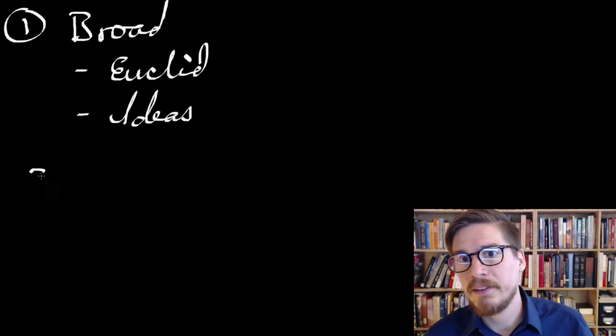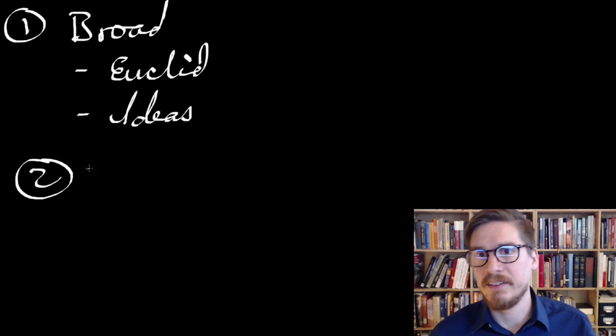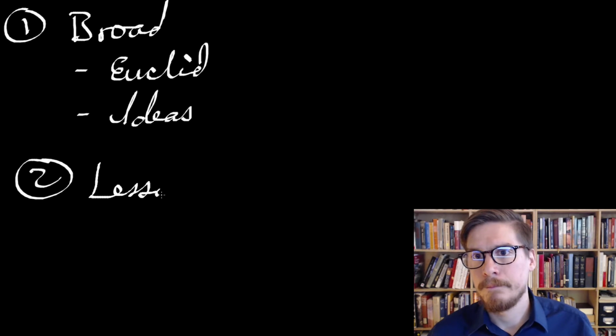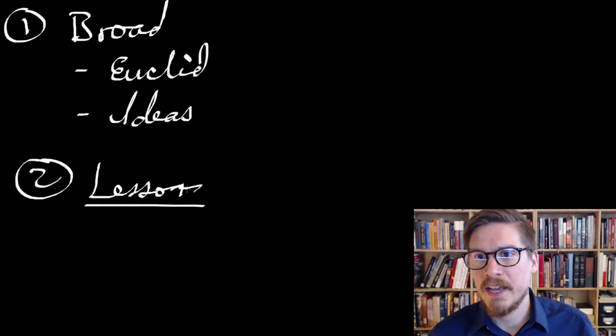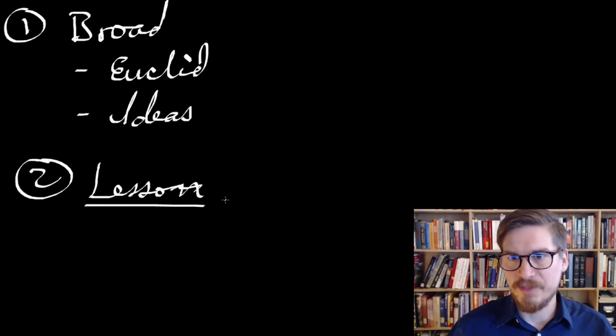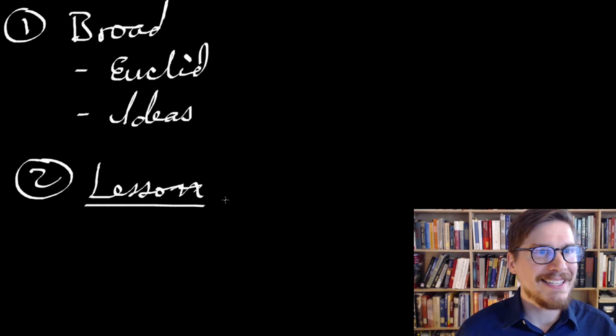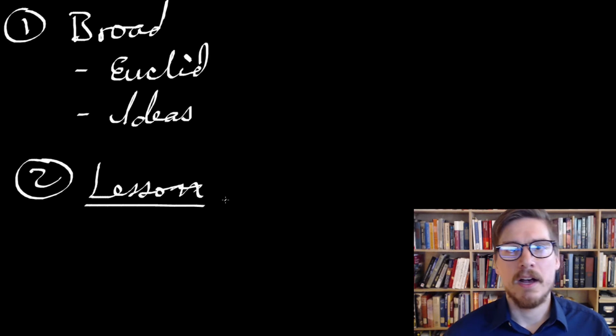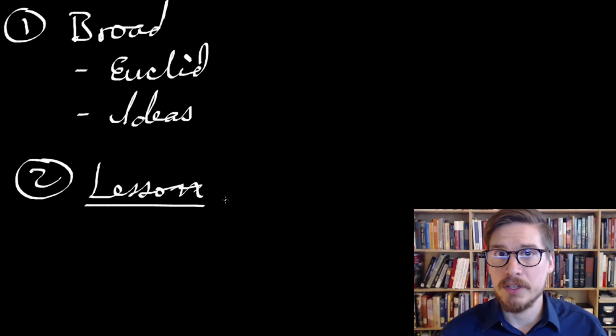So we start really broadly situating Euclid in history, situating his book in the history of ideas, and then we proceed to the next level, which is the lesson itself, right? So in this case, because we're starting off with Euclid, what the lesson is, as I said, is just the definitions, axioms, and postulates.